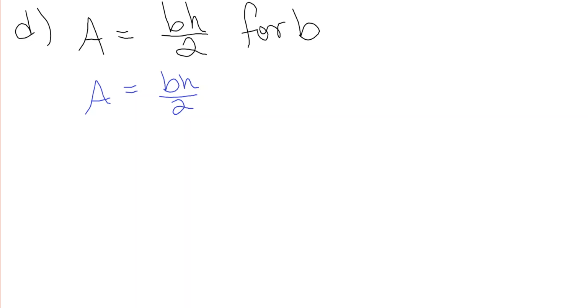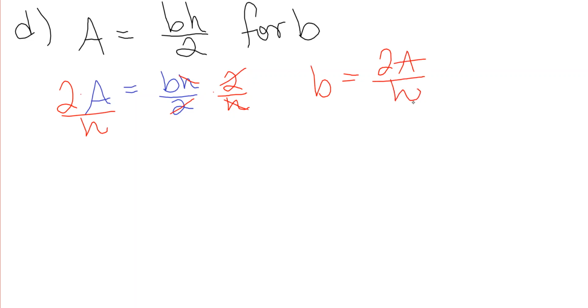So I've got 2 things sort of in the way of b being by itself. It's being multiplied by h and divided by 2. So to get rid of the 2, I'm going to have to multiply both sides by 2. So that'll cancel those factors. And to get rid of the h, I'm going to have to divide by the h to get rid of that factor. So b is going to be 2A over h. Isn't that fun? Good times.